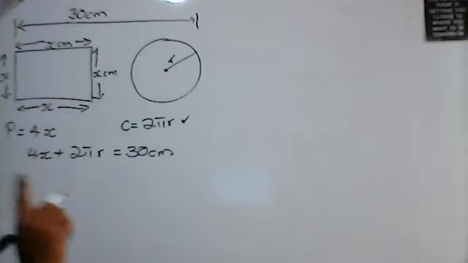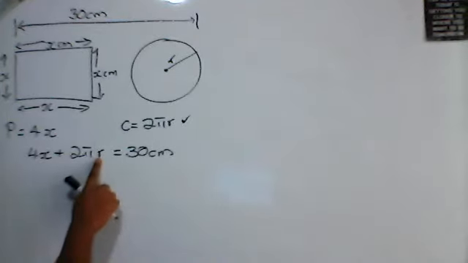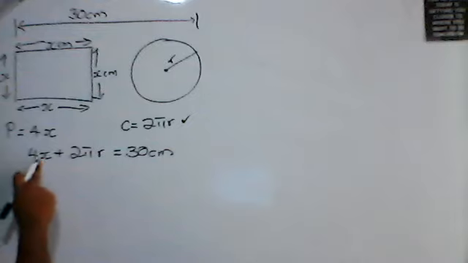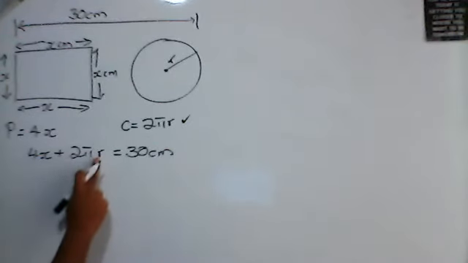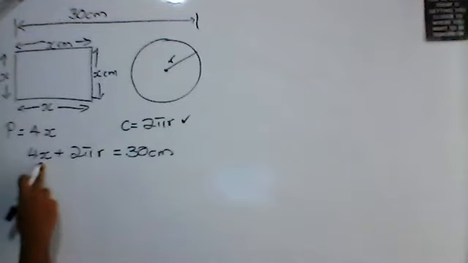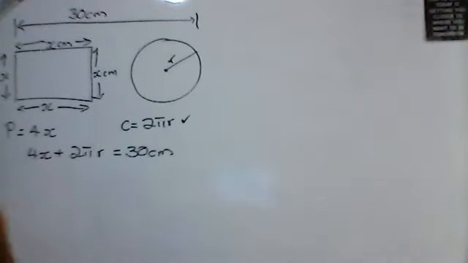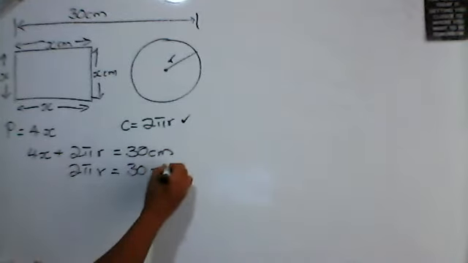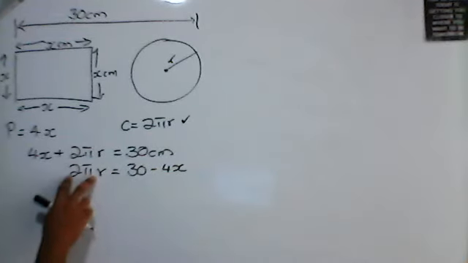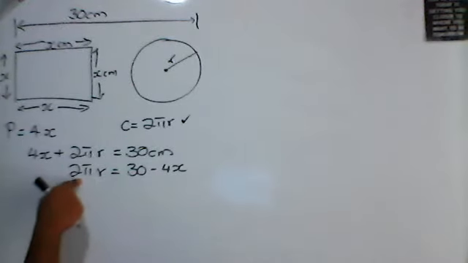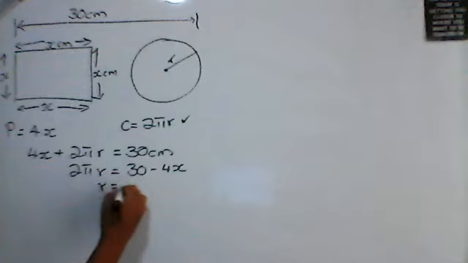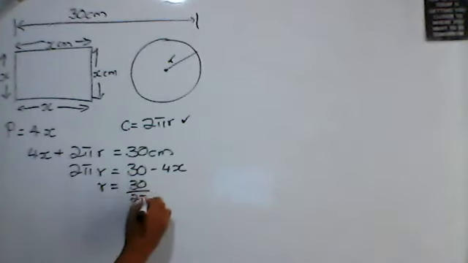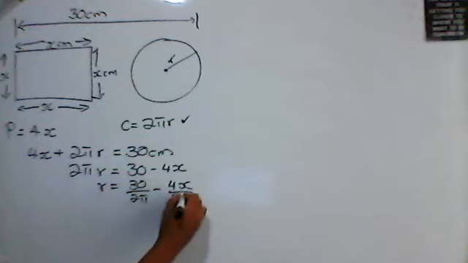Keep your eyes on the ball. They said write r in terms of x. So I'm going to subtract 4x on both sides of the equation. I'm trying to make r the subject of the formula. So I end up with 2 pi r equals 30 centimeters minus 4x. Now I've got that 2 pi multiplied by r. How do I undo a multiplication? Divide on both sides of the equation. So r becomes 30 divided by 2 pi minus 4x divided by 2 pi.